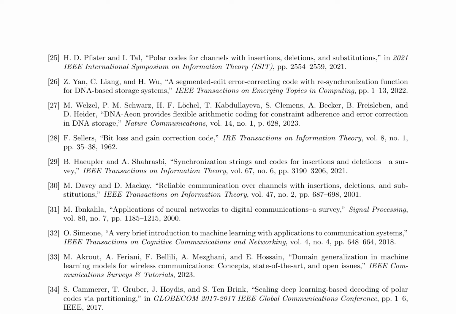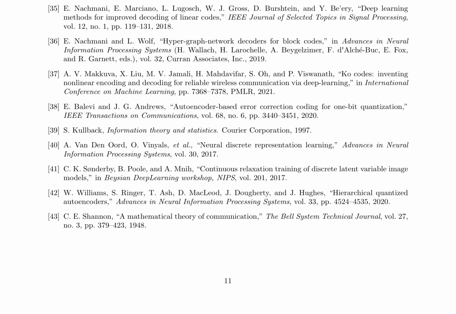The paper further explores the application of machine learning to create new types of error correction codes, which utilize nonlinear encoding and decoding processes. Additionally, it touches upon the potential benefits of using autoencoder-based error correction coding for one-bit quantization. The authors emphasize the significance of information theory in understanding the fundamental limits of error correction and highlight the potential for future research in this area.